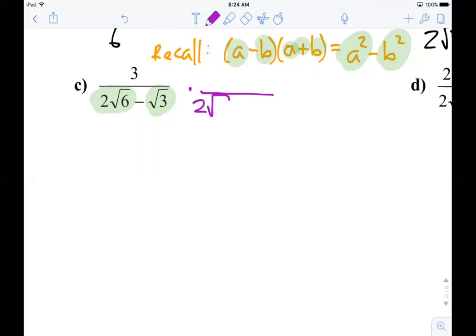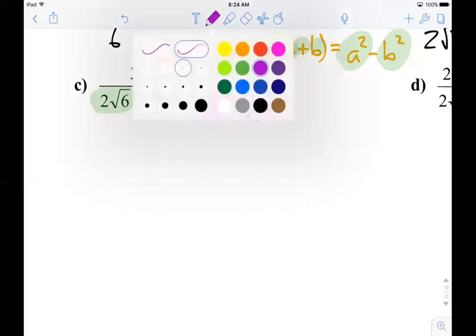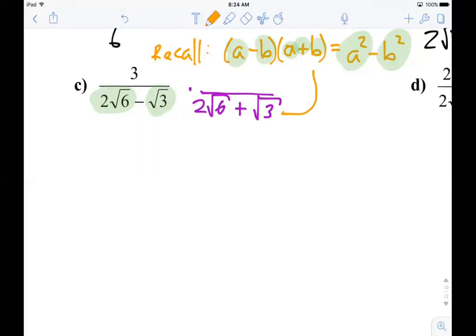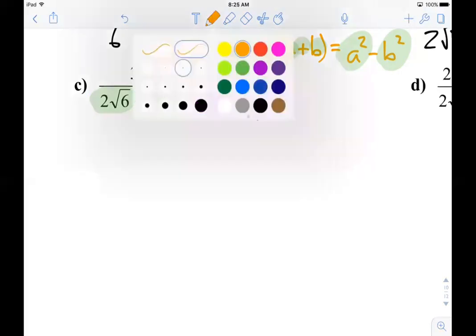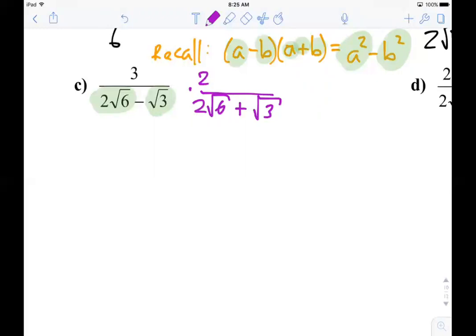Here's what I'm going to do. I'm going to make the denominator of this fraction 2 root 6 plus root 3. So notice this is now essentially acting like that. It's acting like the opposite but similar piece that I'm multiplying by. And I can do that as long as I multiply by the same thing on top. So again, this process is called multiplying by a conjugate.